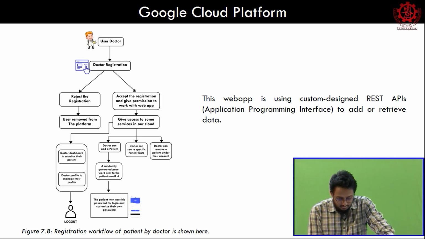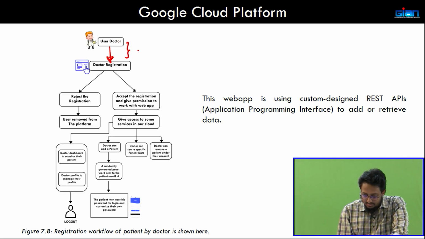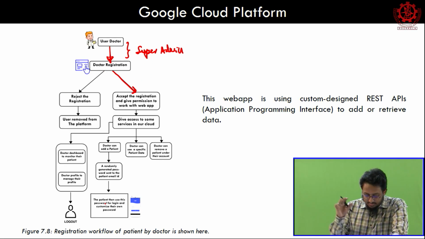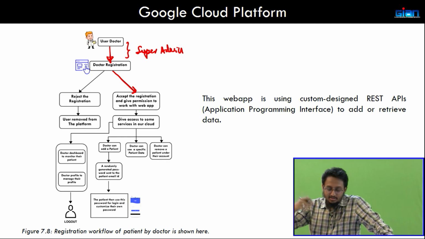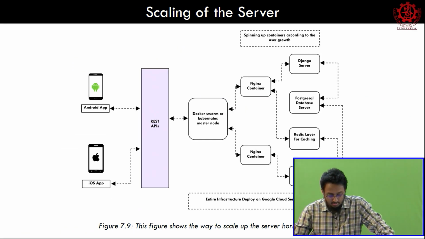If a user is denoted as a doctor, first we have to do the doctor registration. This registration is done by the super admin, and once the doctor registration is done, the super admin has to accept the registration. Once the doctor is registered in the system, now the doctor can register new patients under himself or herself in order to monitor them.